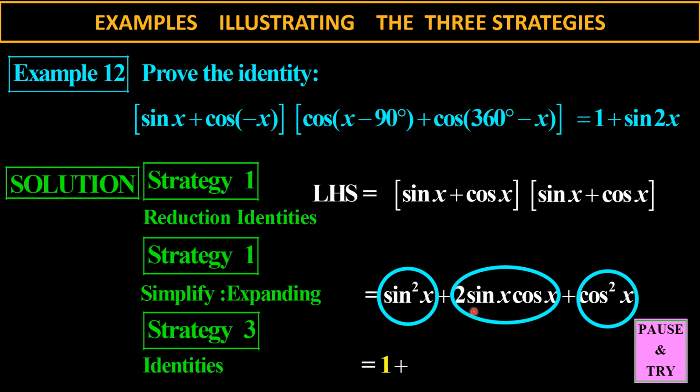But what do we know about 2 sine x cosine x? That's correct. That's also an identity, which you'll find on the information sheet. And that is equal to sine of 2x. And now if we compare this, it's exactly the same as our right-hand side. So there we've proved that the left-hand side is equal to the right-hand side. So we've proved the identity.